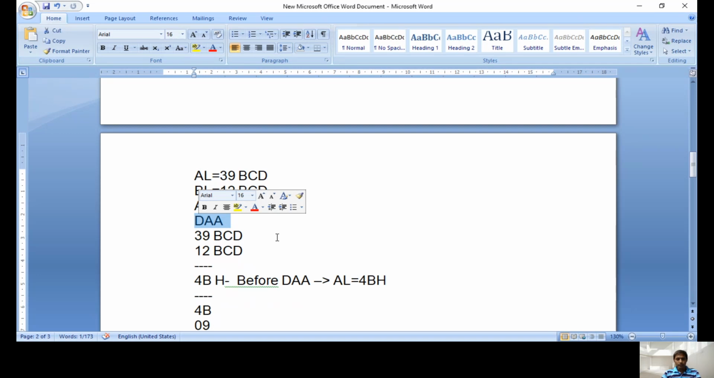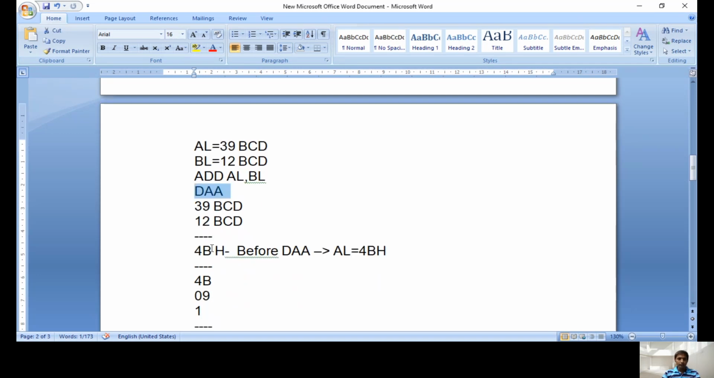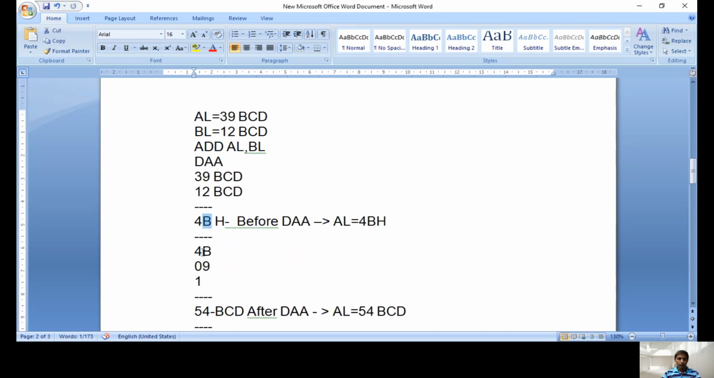What happens if I write the DA instruction? The DA instruction always checks the result. In that result, if the lower 4-bit value is more than 9, see here B is the lower 4-bit, then it will add 09 to this result. If the higher 4-bit value is more than 9, then add 90H to this result. Now in this example, the lower 4-bit value is more than 9. That's why this 4B is now added to 09.